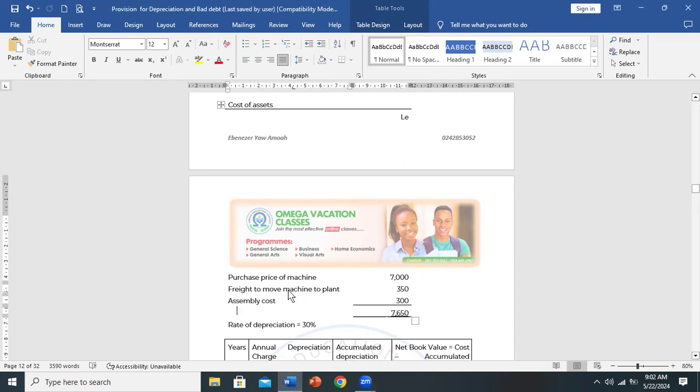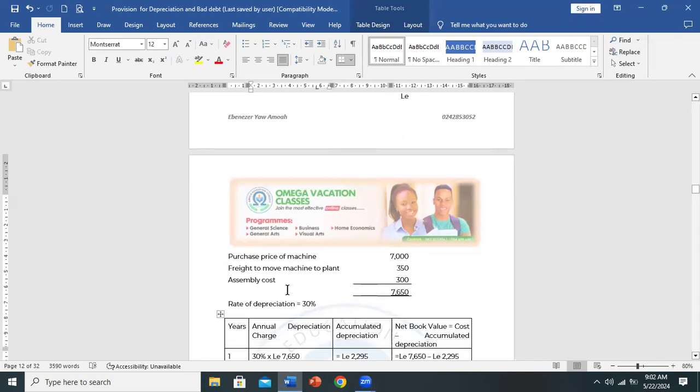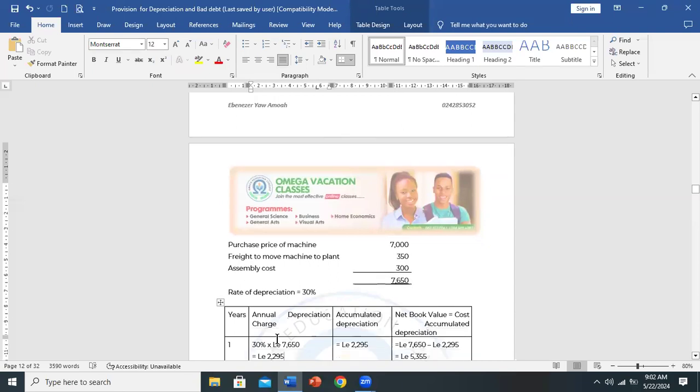Okay, so for the first year, the depreciation will be the 30% on the cost of the asset, right? So we're going to have 2,295 as the depreciation for the first year. So can we try the second year?